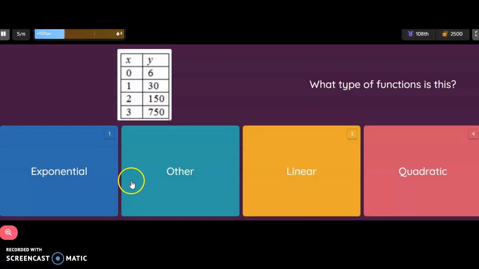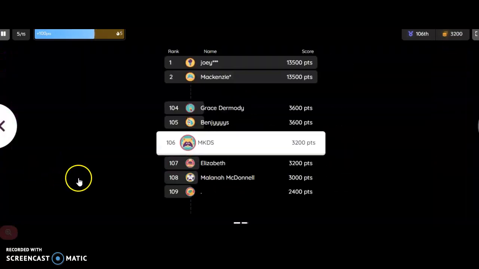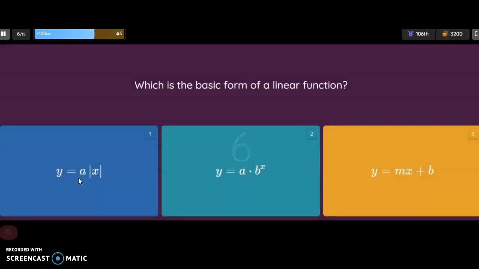Alright, what type of function is this? So, looking at my y's, I see that it's being multiplied by 5. And then 30 times 5. So if it's being multiplied by a certain number, I feel like it's going to be exponential. I remember that because there's an x, an exponential for multiplication.